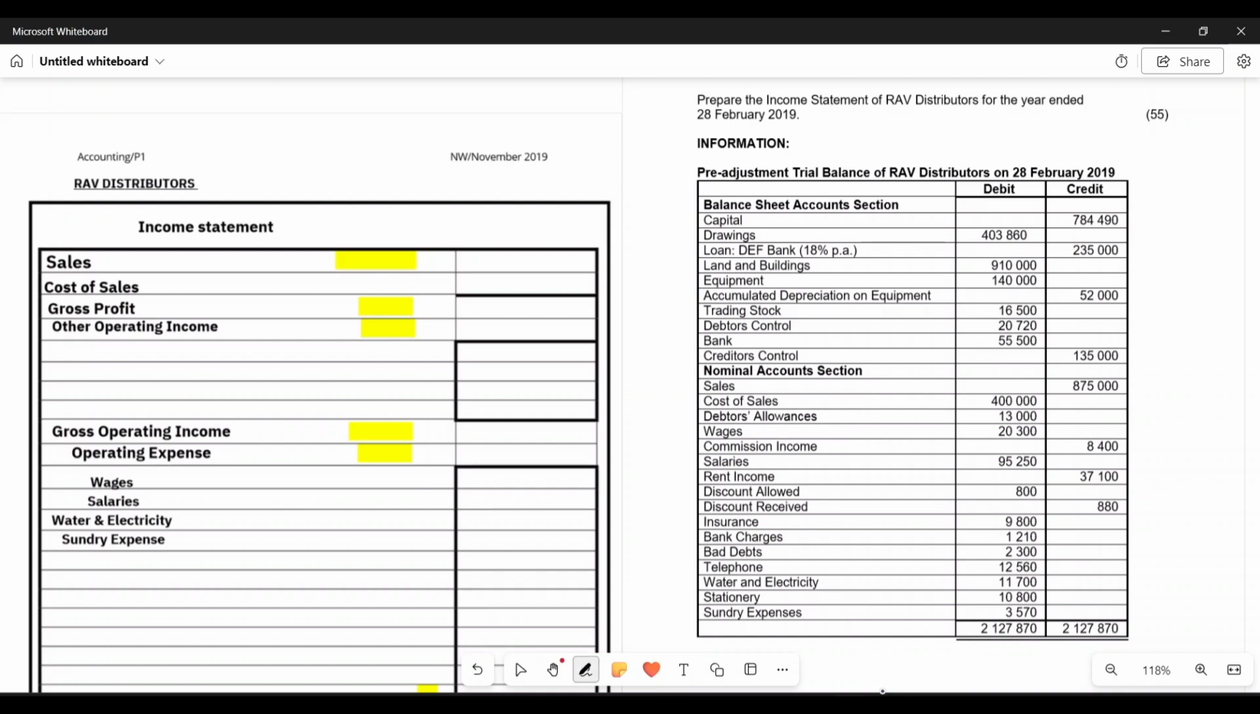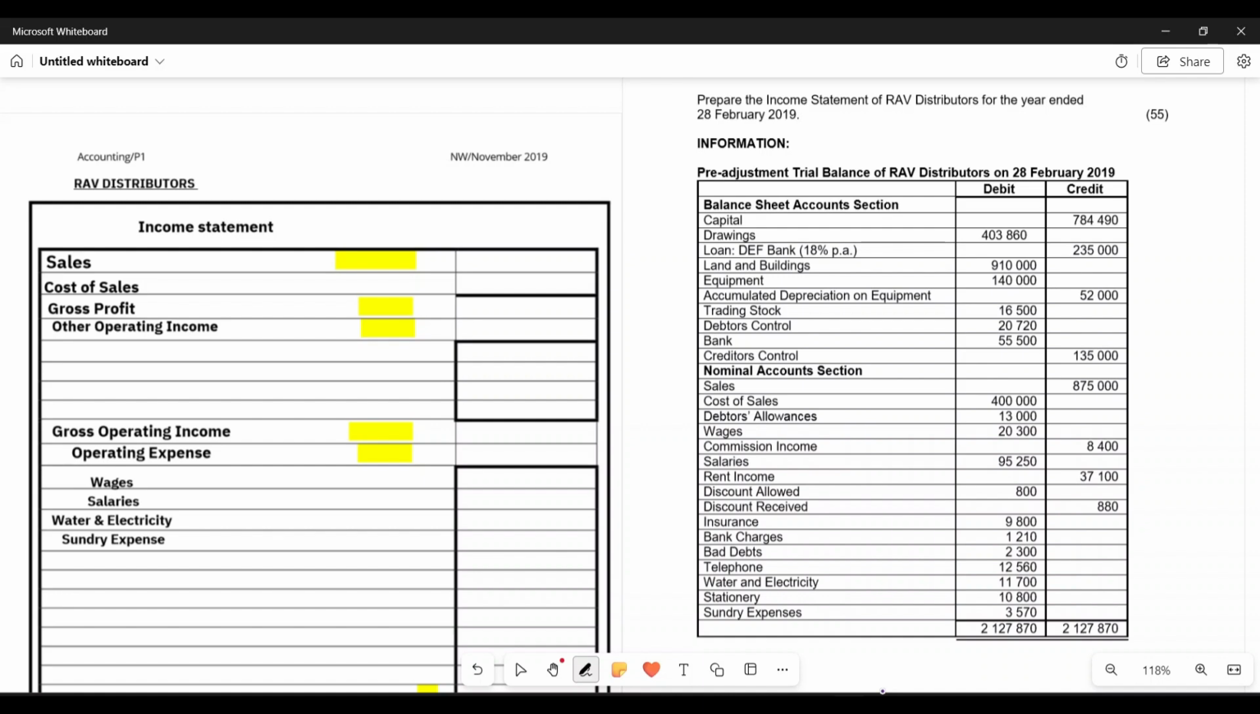So in this question, we're going to be focusing on an income statement from your previous question paper. Now, remember in the previous video, I was doing accounting equations as well as matching columns with regards to your GAAP principle, right? So now in this question, our main focus is going to be on the income statement. Now here, we are given draft distributors and their year end is on 28th February 19. So we need to prepare this income statement in accordance to this information we are given.